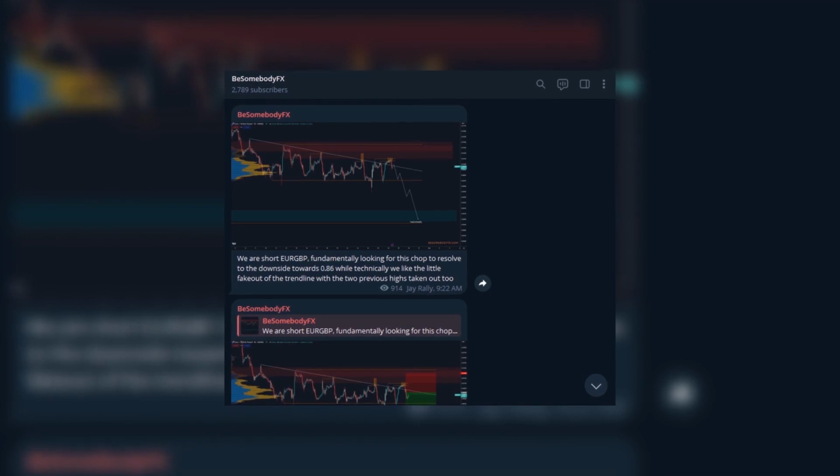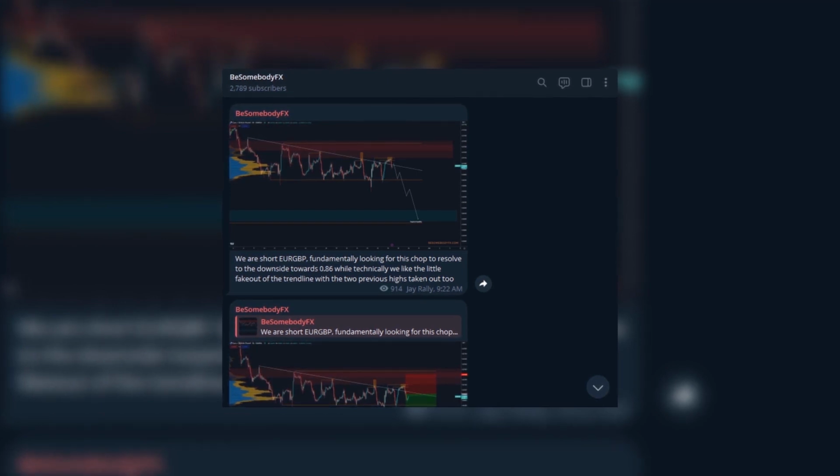Now, notice that phrase, fundamentally we expect the chop to resolve to the downside. Now what does that mean? How can you expect something to move in a certain direction fundamentally? Well, let me show you. Bear with me for a second, because this is the part that gets a little bit technical, but it's going to make sense later into the video.